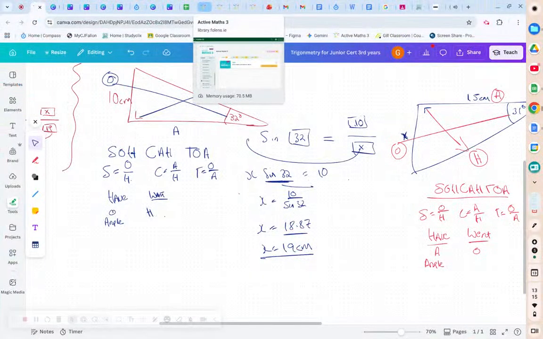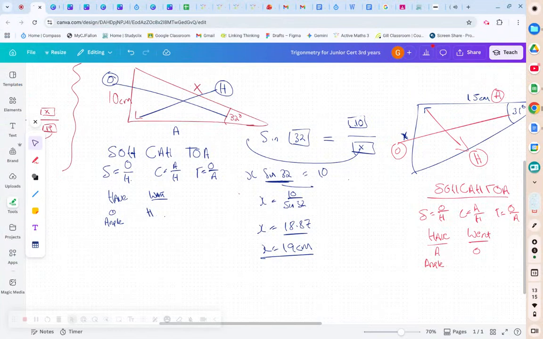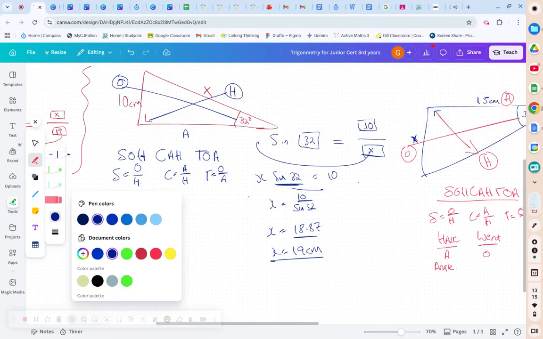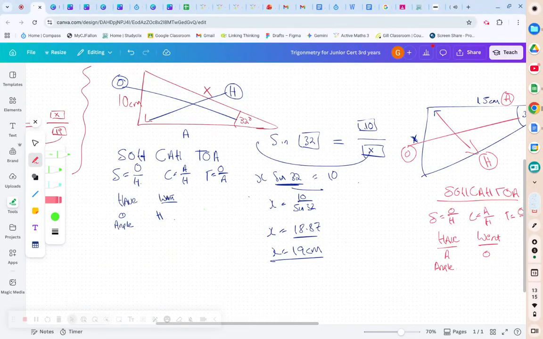So when we get to what we have and what we want, this is what we've done here. I'm just going to go with it in a green color, so it's easy to follow. Here's what we have and what we want, the angle. So obviously it's OH, which is sine. So sine of 32 equals 10 over x.